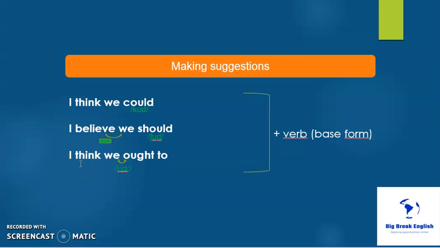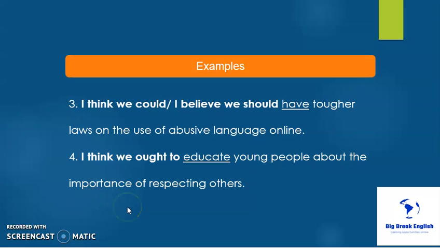And a third case is, I think we ought to. Notice again, we've got this y sound that's added, because we've got, again, E, vowel sound, followed by or, vowel sound, right? E and or. So we're going to add y to make that connection smoother. So it's, I think we ought to, and these also are followed by the verb in its base form. Let's see how that works with a couple more examples.